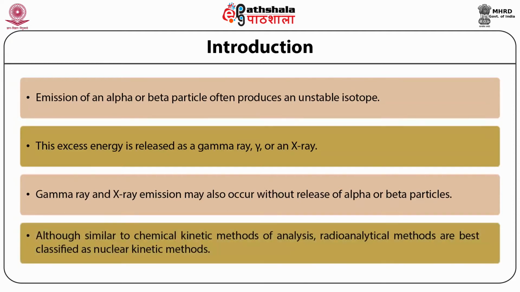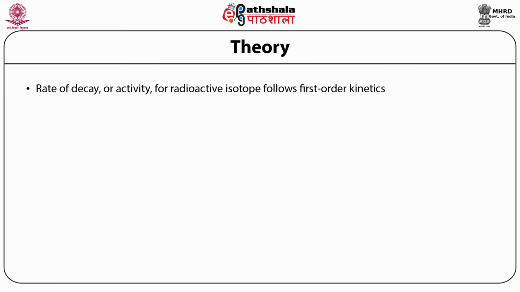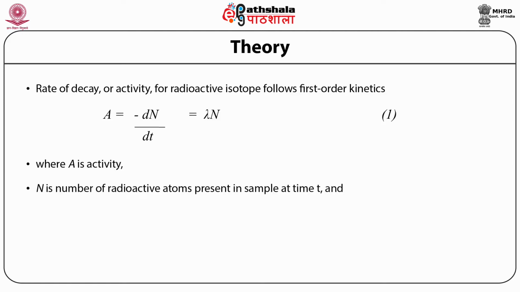Although similar to chemical kinetic methods of analysis, radiochemical methods are best classified as nuclear kinetic methods. Theory: the rate of decay, or activity, for a radioactive isotope follows first order kinetics, where A is equal to minus dN upon dt, which is equal to lambda N. Here A is the activity, N is the number of radioactive atoms present in the sample at time t, and lambda is the radioisotope's decay constant.